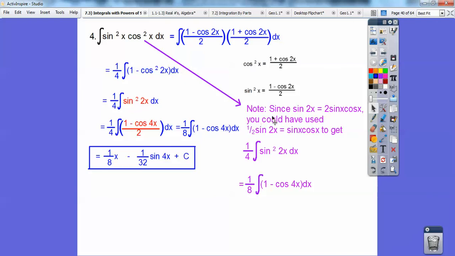I could have recognized, since sine of 2x equals 2 sine x cosine of x, I could have divided both sides by 2 right here and got 1/2 sine of 2x equals sine x cosine x. Okay, and then since I have sine squared cosine squared, if I square this side, this is going to change this to a 1/4, so I can make this 1/4 the sine squared of 2x right there, and then we get back to this step right here. Okay, and you get the same answer right there. So you could have done it that way also to get the same answer.